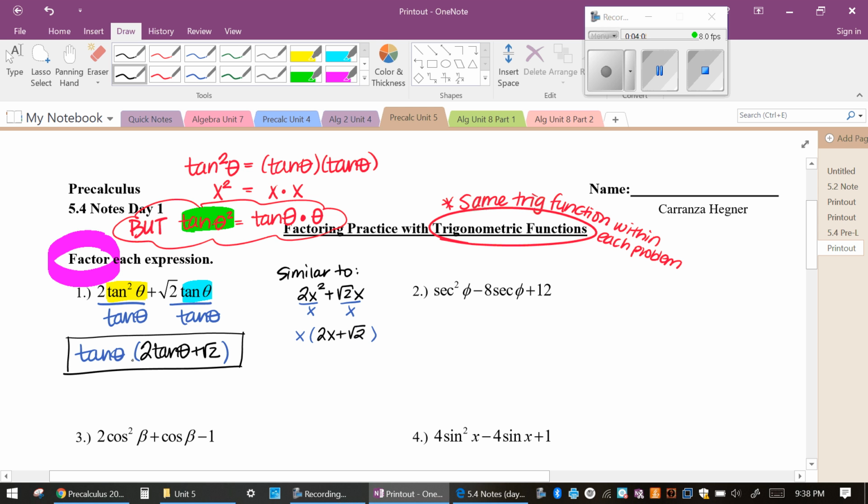Okay, next example. Good news is they're using only secant, so we don't have to worry about rewriting anything to use the same trig function. I want you guys to notice they have secant of theta squared. That's the same thing as secant of theta times secant of theta, like that.